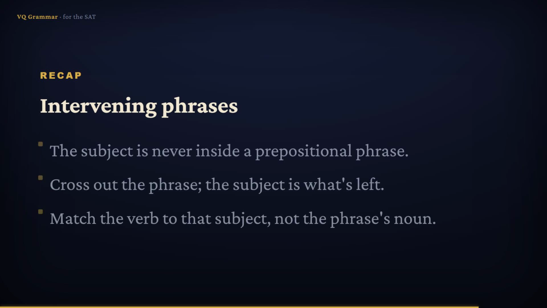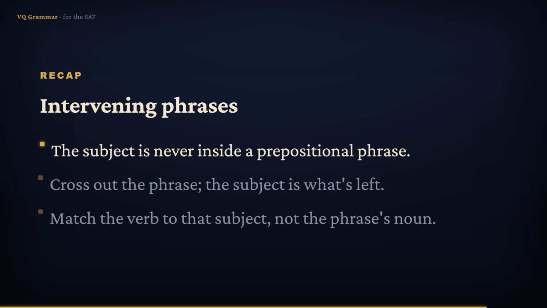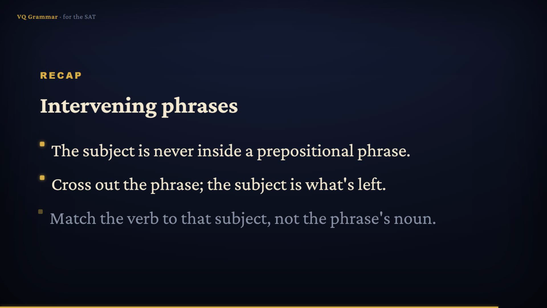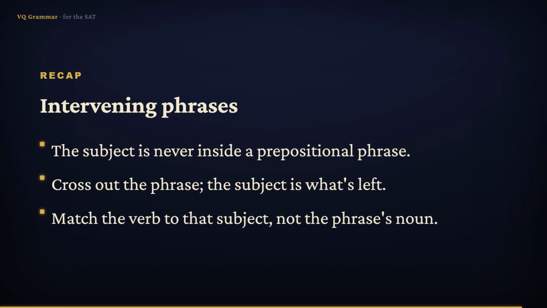Let's wrap up. The most common agreement trap is a prepositional phrase sitting between the subject and the verb. Remember the rule. The subject is never inside a prepositional phrase. The noun in the phrase, whether it's plural, like oranges, or singular, like box, is just a decoy. So bracket the phrase, find the real subject outside it, and make the verb agree with that subject.